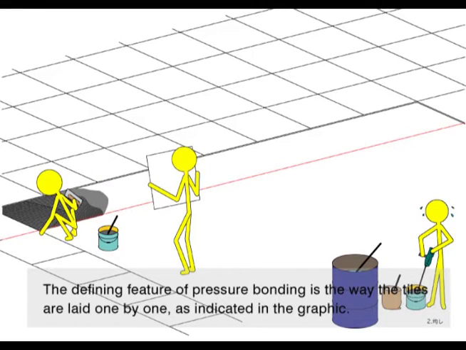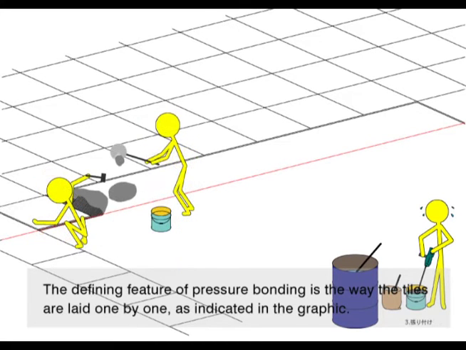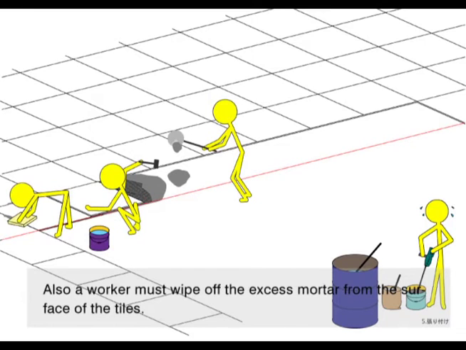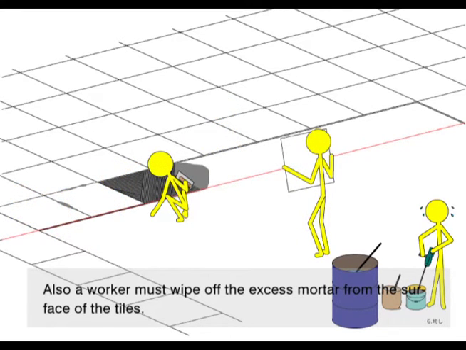The defining feature of pressure bonding is the way the tiles are laid one by one, as indicated in the graphic. Also, a worker must wipe off the excess mortar from the surface of the tiles.